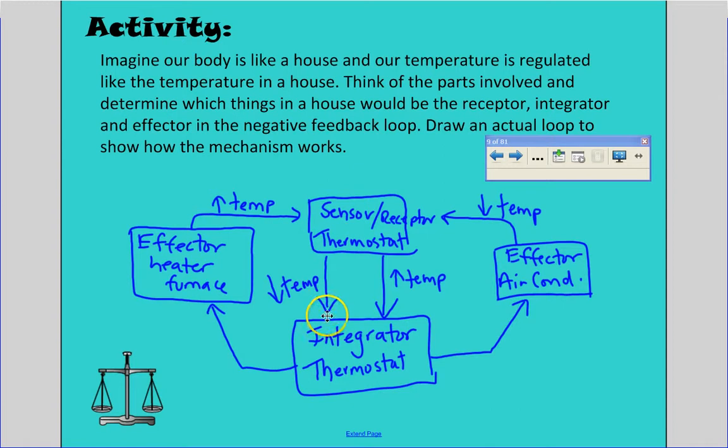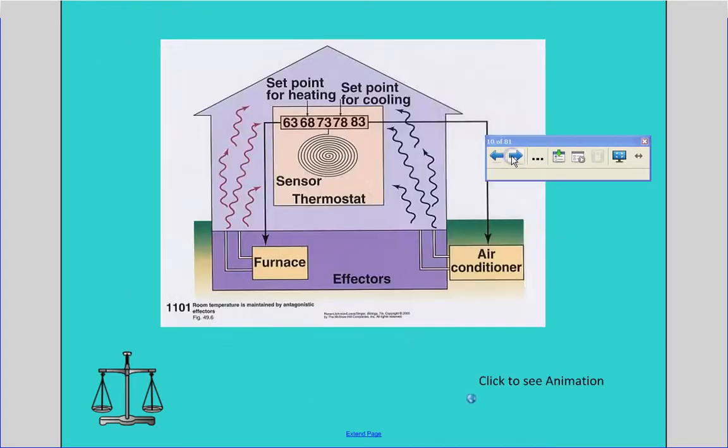So if there's a decrease in temperature, the integrator will send a message to the heater, which is the effector, that will help to bring the temperature back up. And that's just a picture showing the same thing.